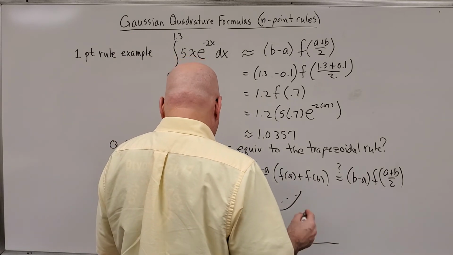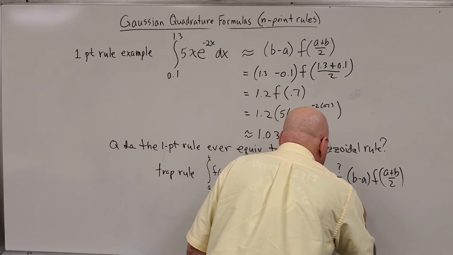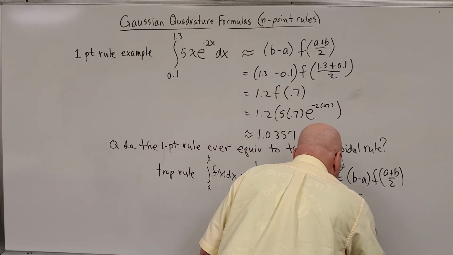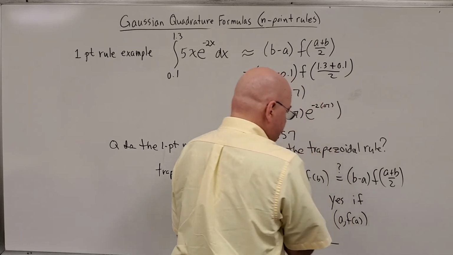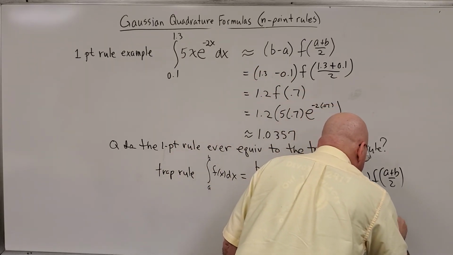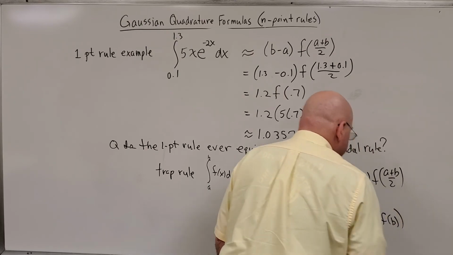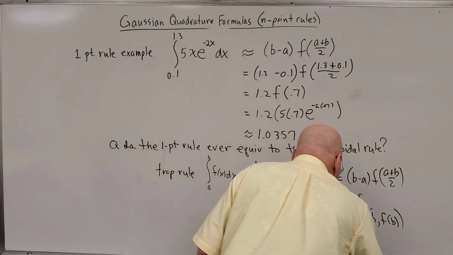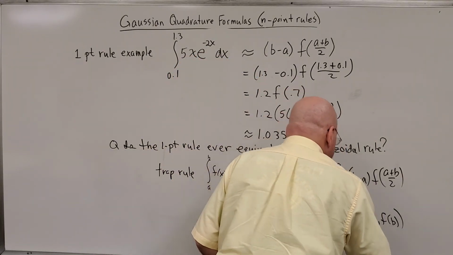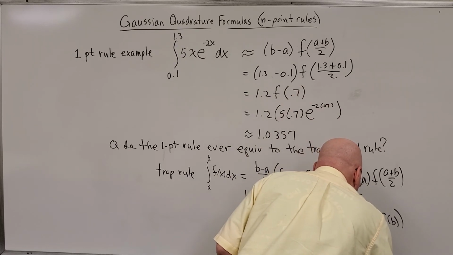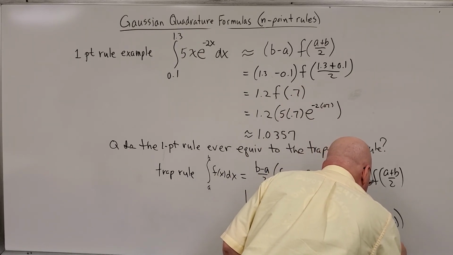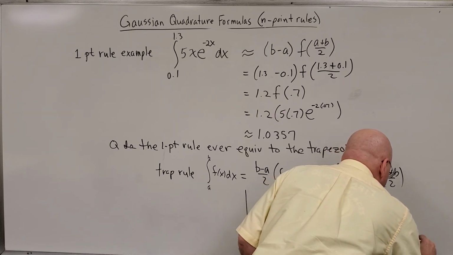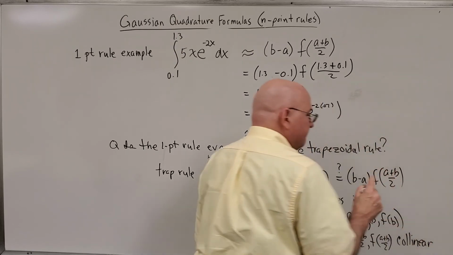So I'm going to say yes if a, f of a, that point, b, f of b, that point, kind of the two endpoints of the curve, and the midpoint, which is a plus b over 2, comma, f of a plus b over 2, are collinear. That's the only case it's going to happen.